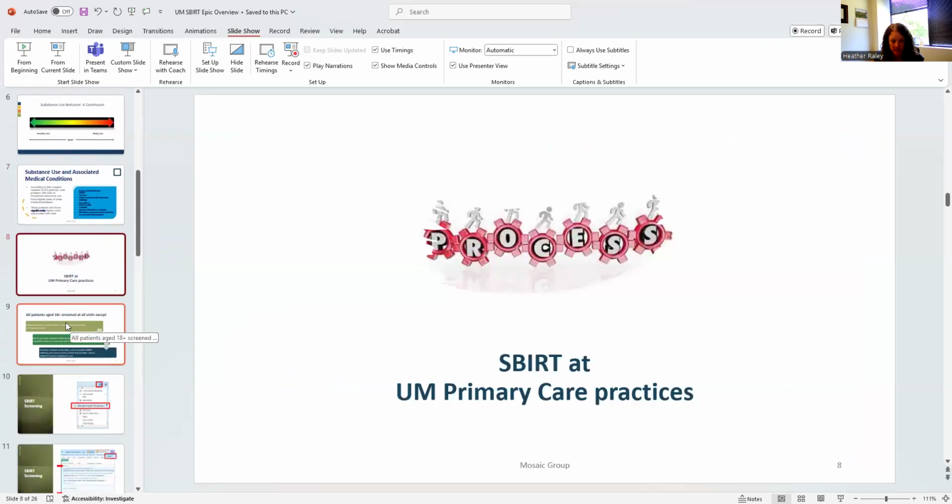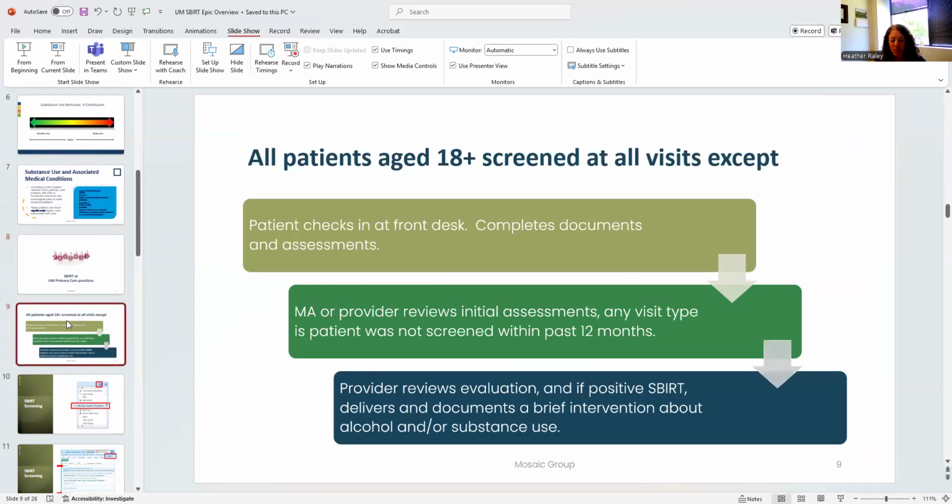So what does the SBIRT process look like at my practice? So all patients 18 and over are screened at all visits. And patients who have not been screened within the last 12 months are those who are identified to be eligible. So regardless of the visit type, if they've not been there in the last 12 months, there should be an alert that populates reminding you to complete the SBIRT screen. Once the MA or the provider completes the initial assessments and that SBIRT screen, the provider, if the patient is positive, delivers and documents that brief intervention about alcohol and substance use.